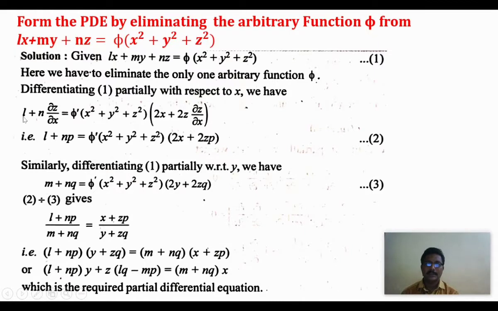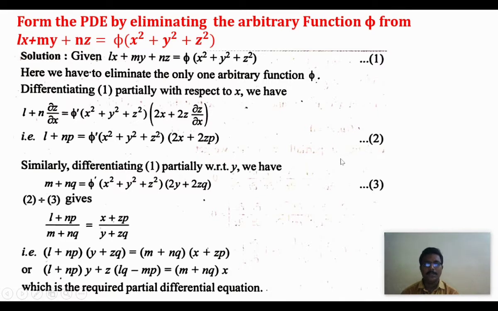Lx derivative is l, my derivative 0, nz derivative is n into dou z by dou x, but dou z by dou x is p. Phi derivative is phi dash, x square derivative 2x, y square derivative 0, z square derivative 2z, dou z by dou x, but dou z by dou x is p. Thus we will get second equation.